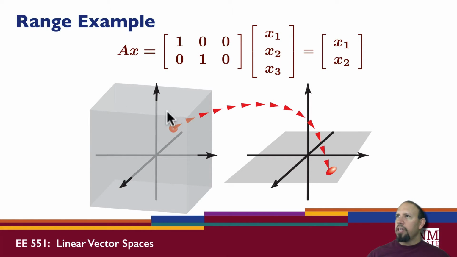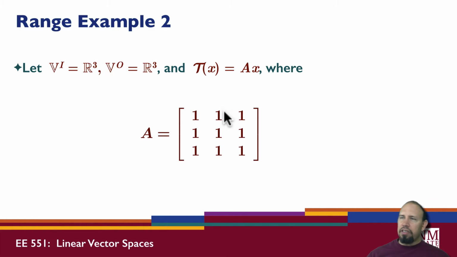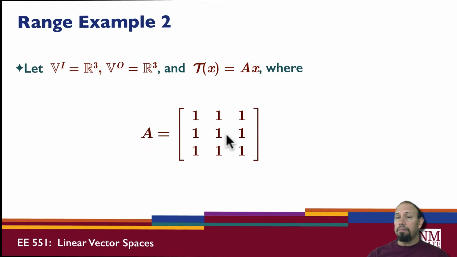So I have a three-dimensional space that maps into a two-dimensional space. Okay, so this is an example of the range. All right, next we have a 3 by 3 example. That is, the input space is R3, the output space is R3. Here is our operator, which is a matrix. This matrix is a matrix of all ones.